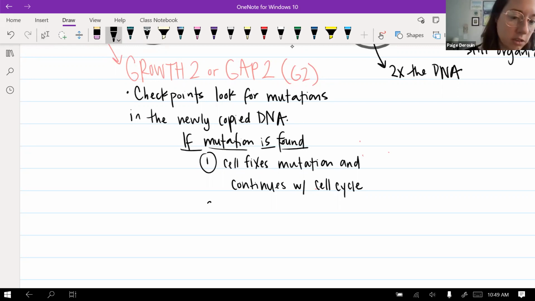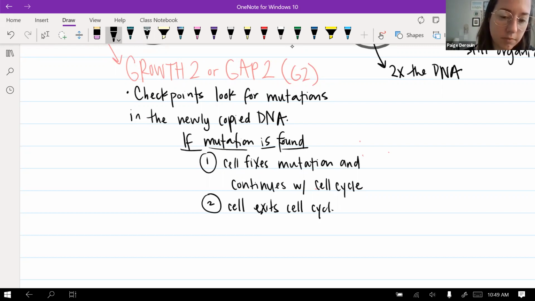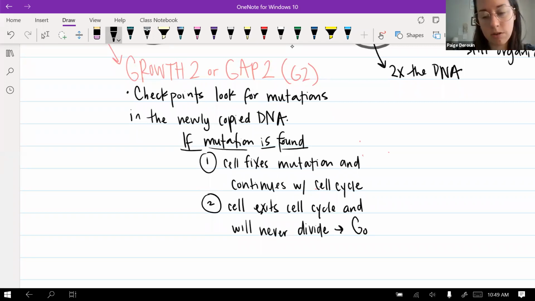The other options are less exciting. The next one is that the cell exits the cell cycle and will never divide. When cells do that, it's called G0. The 0 is written as a subscript down below the G. So that basically means it knows it has a mutation, so it's not going to make any more copies of itself. It's just going to live out its life alone.